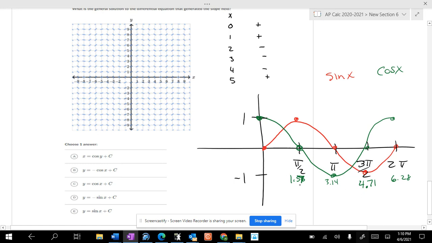Okay, so if we look at the sine curve, at 1, it's probably positive. Yeah, that works. And at 2, we're over here on this side, it's probably negative. Yeah, that works. At 3, it's negative. Yeah, that works. At 4, it's negative. Yeah, that works. At 5, it's positive. Yeah, that works. At 6, it's positive. Yeah, that works.